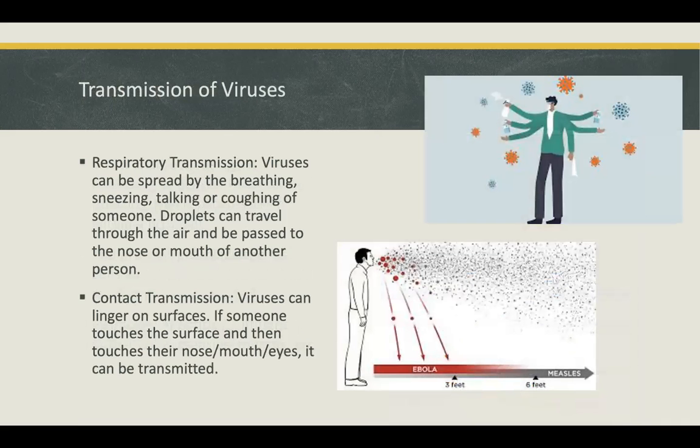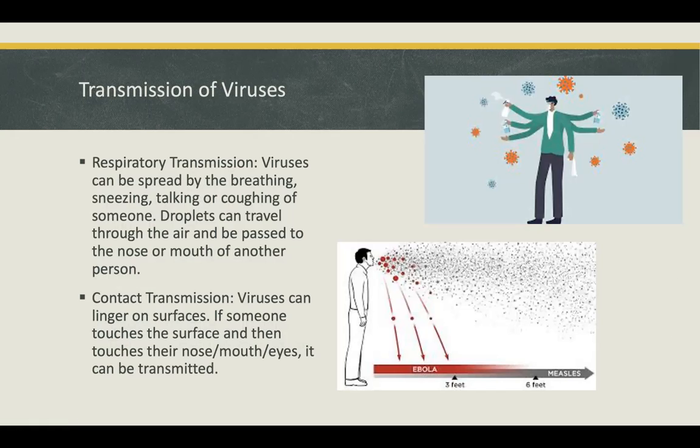Transmission of viruses. Viruses can be spread in many different ways. Respiratory transmission includes the virus being spread by breathing, sneezing, talking, or coughing of someone. The droplets that come from spit or mucus can travel through the air and be passed to the nose or mouth of another person.